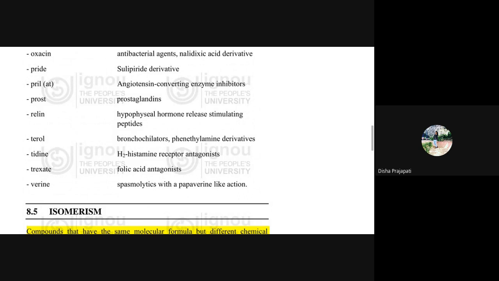So every drug can be known by its functional groups, and the pharmacological function of that drug can be known by some of these prefixes or suffixes or the functional group in that compound or drug.